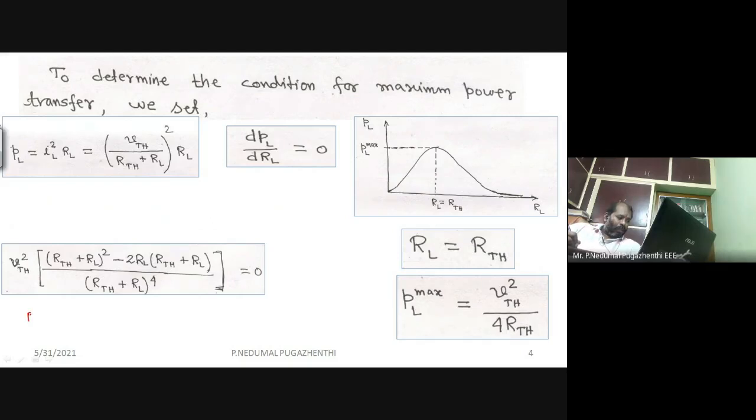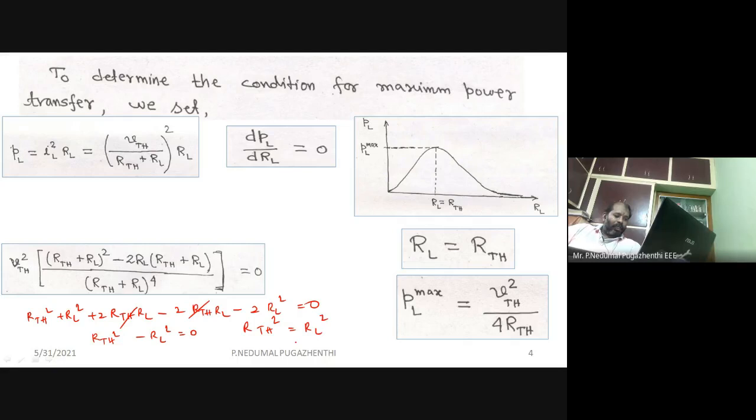I will have R Thevenin squared plus RL squared plus 2 R Thevenin RL minus 2 R Thevenin RL minus 2 RL squared is equal to 0. These two get cancelled. You will have R Thevenin squared minus RL squared is equal to 0. So I will get R Thevenin squared is equal to RL squared. If I take the square root, I will get RL is equal to R Thevenin. And if I apply RL is equal to R Thevenin in this expression, I will get PL max is equal to V Thevenin squared divided by 4 R Thevenin, which we have derived in the previous slide itself.